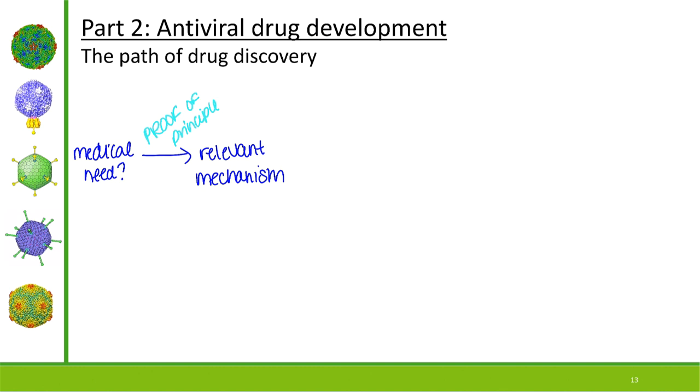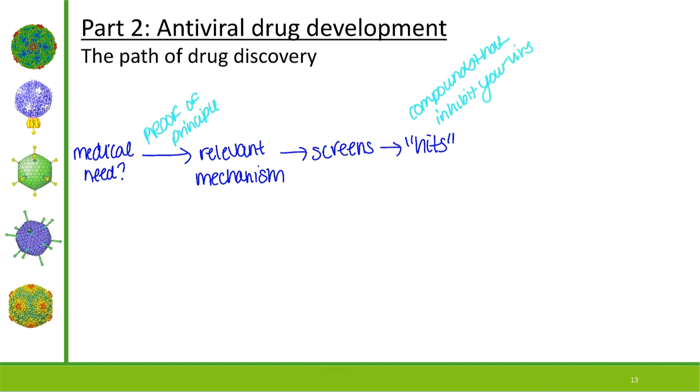So we have this step that we call proof of principle. And then moving forward from the relevant mechanism, we move forward into screens. And we'll talk more about the screens that we have. They're very different than the blind screening that was done. And hopefully after some screens, we get what we refer to as some hits. And so these hits are going to be compounds that inhibit your virus. So from there, you can move into a potential drug candidate.